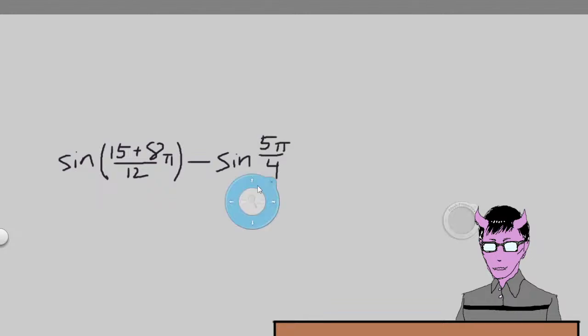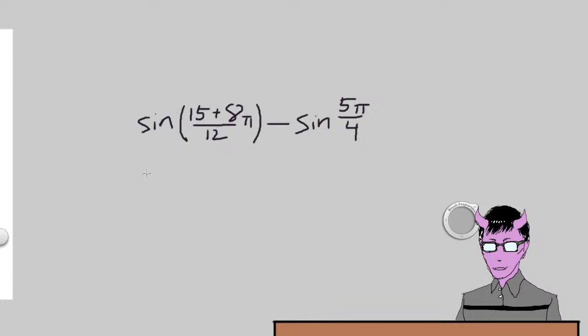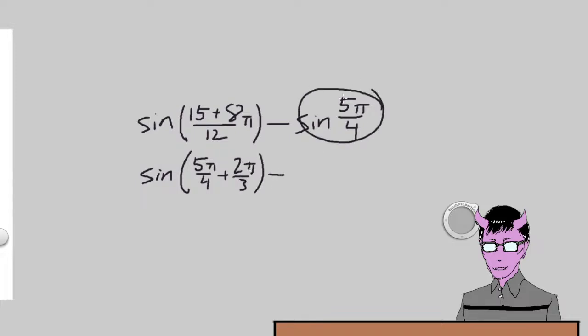So this is just to check the work. We can split that one. What is that? Top and bottom is divisible by 3. So 5 pi over 4 plus that one, top and bottom divisible by 4, so 2 pi over 3. And that one we'll just copy paste.